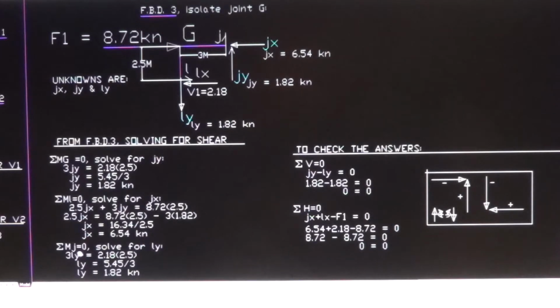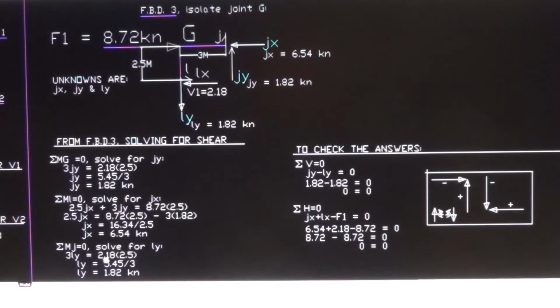To solve for Ly, you have to take the moment at joint G. Take the moment at joint D, where Gx is 0, Gy is 0, and the wind load is 0. So the summation of moment at J is equal to 0. Ly has the lever arm 3, so 3Ly is equal to the only one force left.